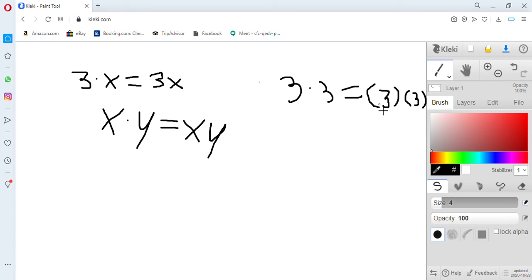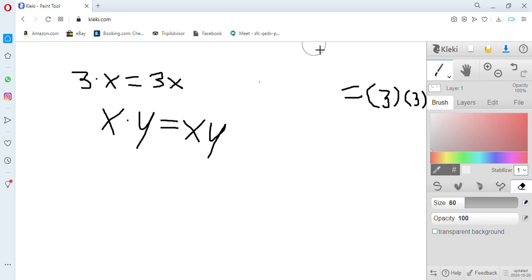So parentheses around 3 and 3 will represent 3 times 3, and then you'll get 9. But this is the answer. So apply these two together, combine them together. Let's erase. Do one more problem, then we'll end the video.